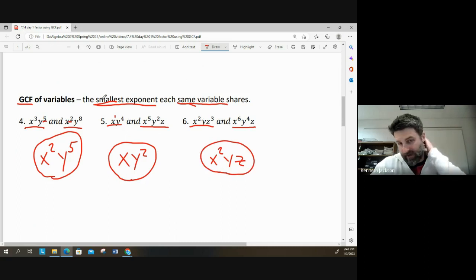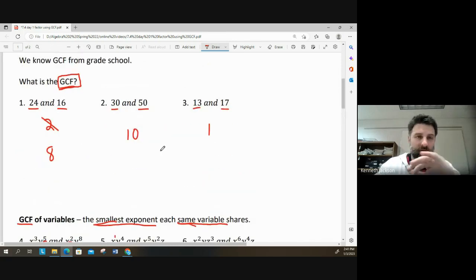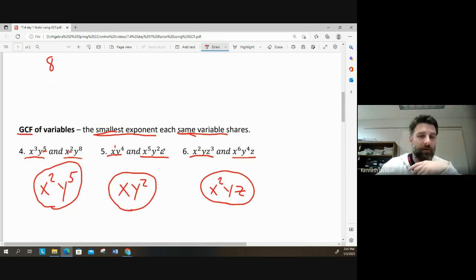So down below here, when we get in the notes, what we're going to do is take both concepts: the GCF of numbers, which we should be familiar with, and what we just discussed, the GCF of variables.